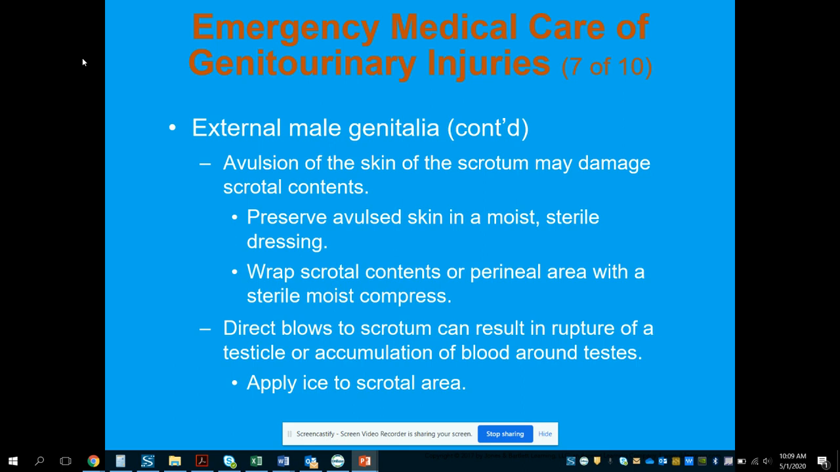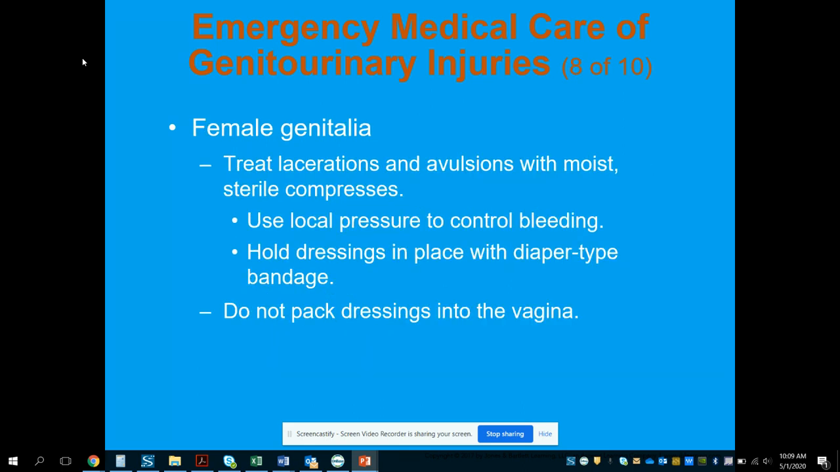Direct blows to the scrotum can result in rupture of a testicle or accumulation of blood around the testes, so we can apply ice to the scrotal area to help relieve some of the pain, and consider ALS management for pain as well.